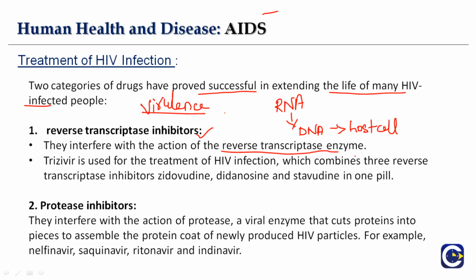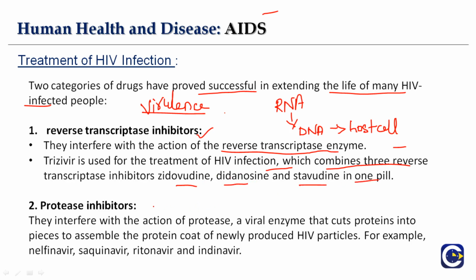So the name is Trizivir. It is used for the treatment of HIV infection, which combines 3 reverse transcriptase inhibitors. So you have 3 here: zidovudine, didanosine, and then you also have stavudine in one pill.